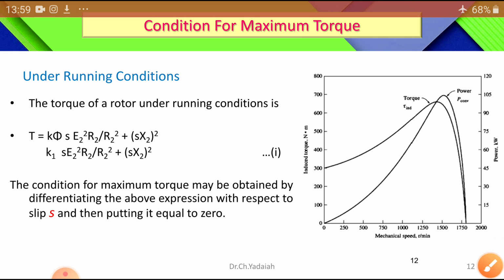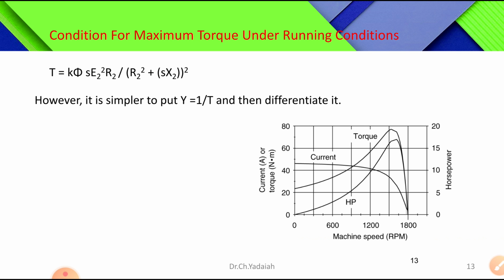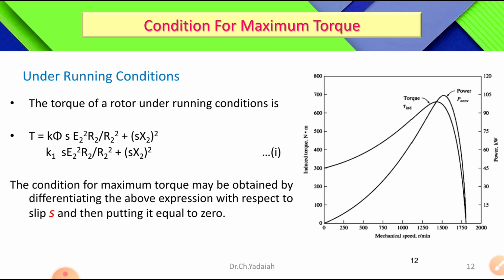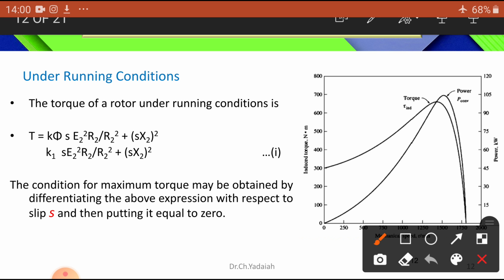So what is that? The condition for maximum torque may be obtained by differentiating the above expression with respect to slip S and then putting it equal to 0. Then what are we going to get? Dear students, you can see here the maximum torque we are going to get. So there are two conditions.